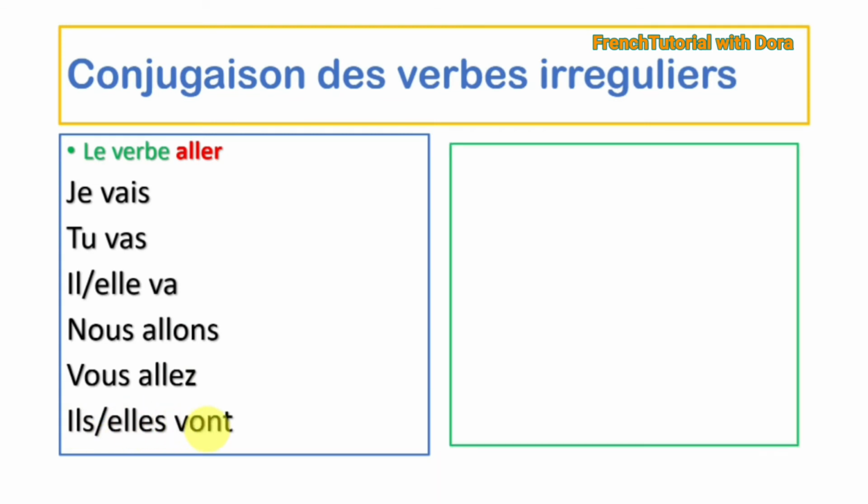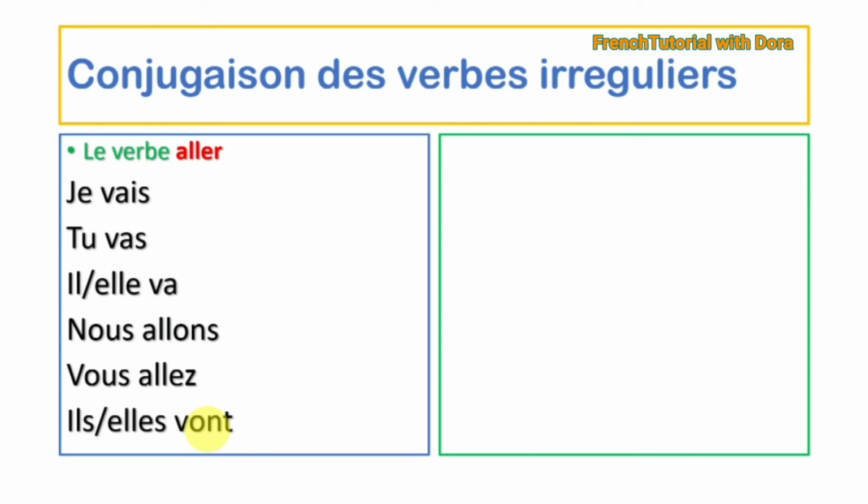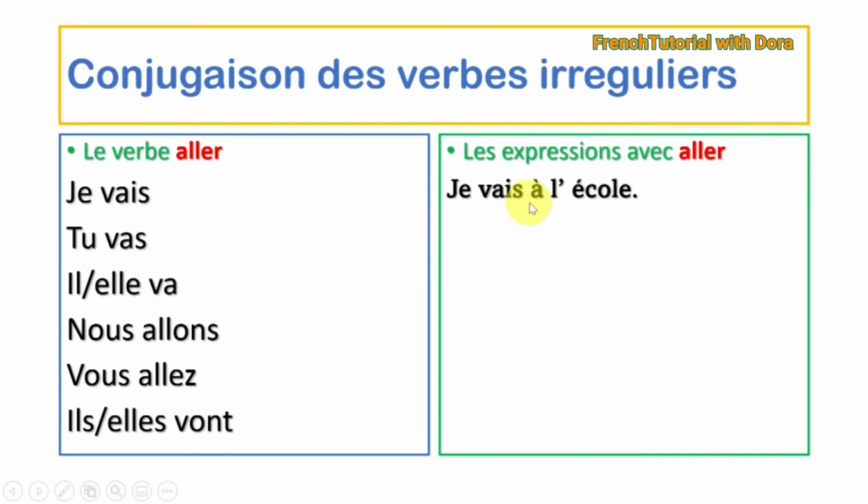Okay, so let's look at some of the expressions that go with the verb aller. Je vais à l'école. I'm going to school. Tu vas au marché. You're going to the market. Il va à l'église. He's going to church or he goes to church.